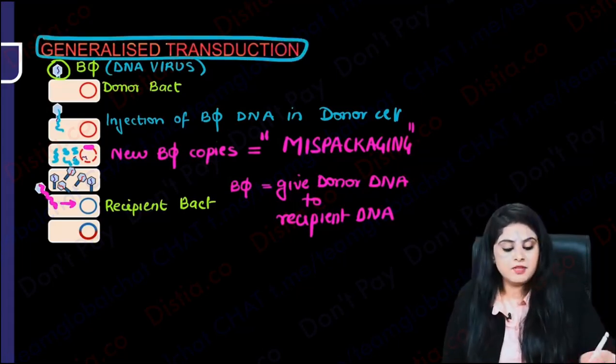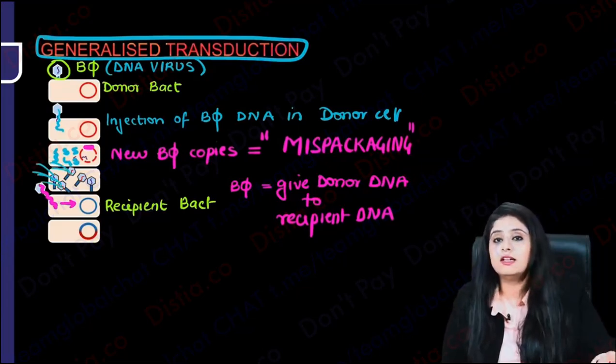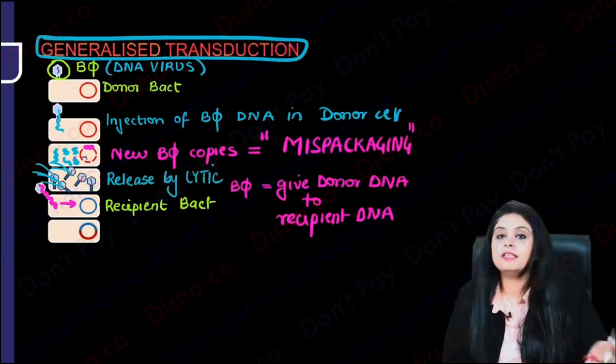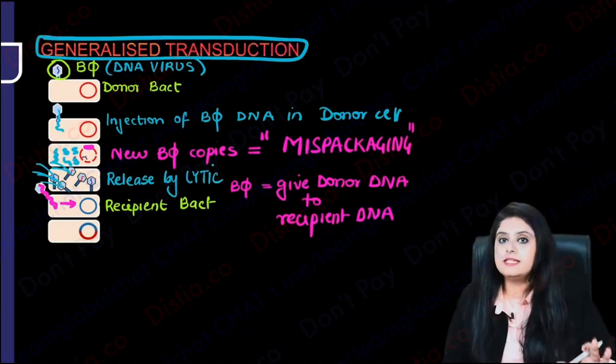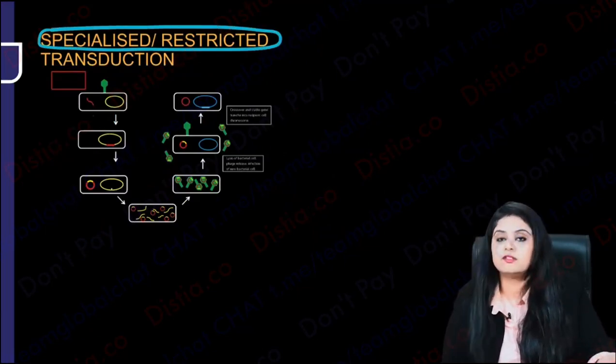So tell me one thing. For these Swiggy, Zomato people to come out, what cycle was followed? This is going to be released by lysis. Basically, the bacteria has lysed. In order to release them, there was lysis. So they followed the lytic cycle. Now let me explain to you what is specialized or restricted transduction.